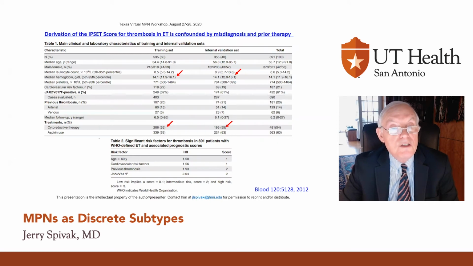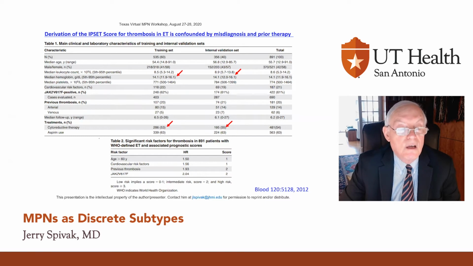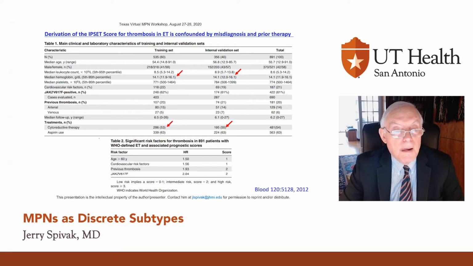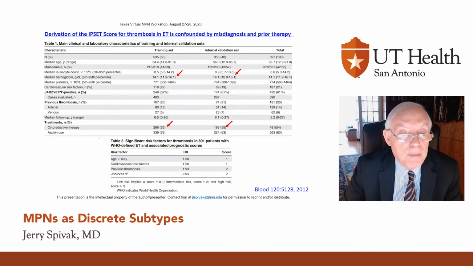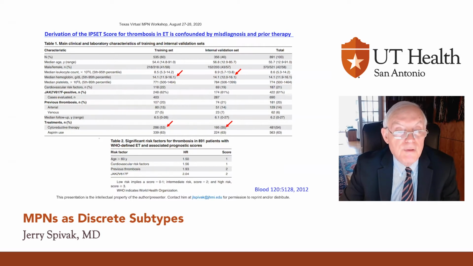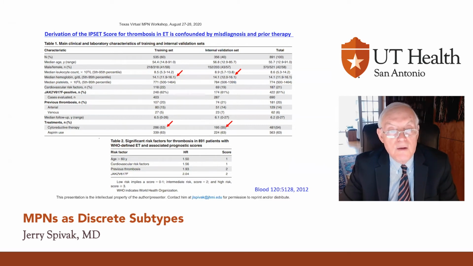If we look at the IPSET score that was derived to create these various classifications, you will find again it is contaminated by patients who have hemoglobin levels that qualify for polycythemia vera according to the World Health Organization, and they've all been treated with various cytoreductive agents. So I don't find these scores either useful or appropriate, since they are retrospective and they are contaminated by several confounders.